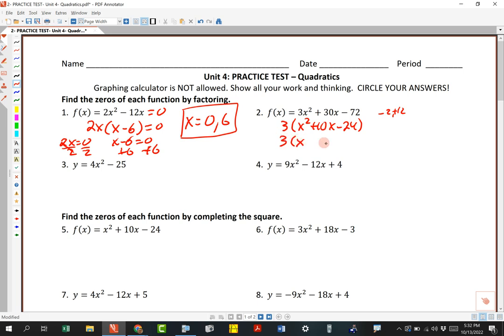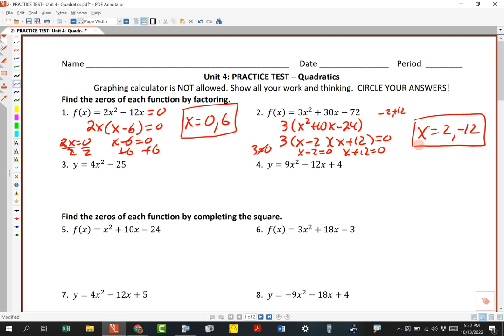So here's what we've got. We've got a factor of 3 out front. Don't forget that one. And then we've got an x minus 2 here, and then an x plus 12 right here. Now, it's not terribly important that we have the 3 there, because the 3 is never going to be what equals 0. So this is just not going to give us an answer. But if I set x minus 2 equal to 0, I get x equals 2. And if I set x plus 12 equal to 0, I move that to the other side, and I'm going to end up with a negative 12. So there are the two answers to that one: positive 2 and negative 12.